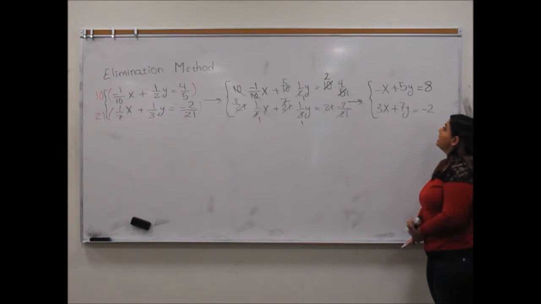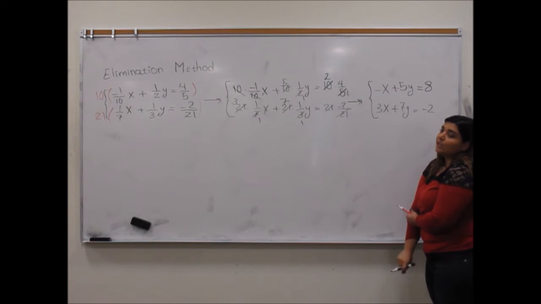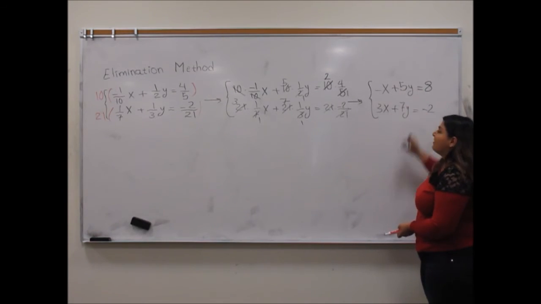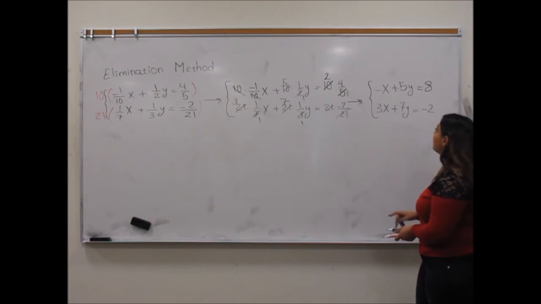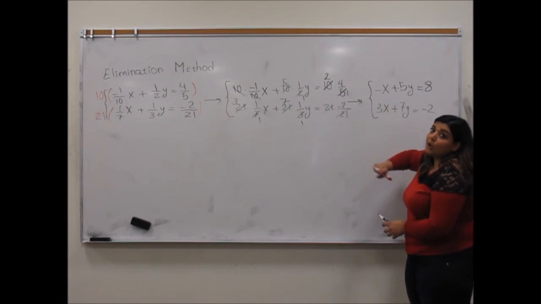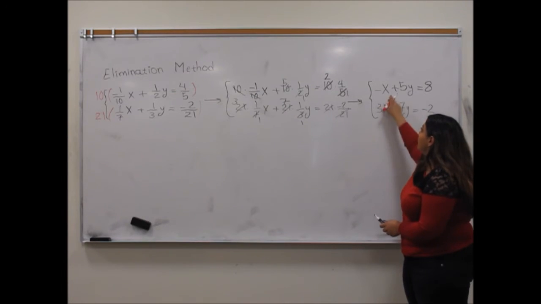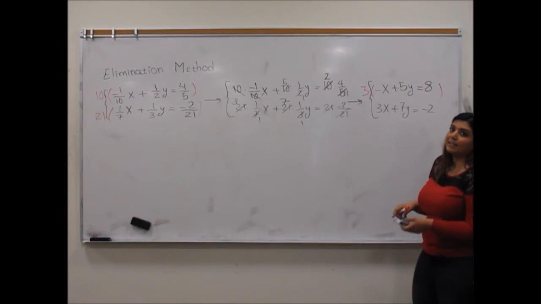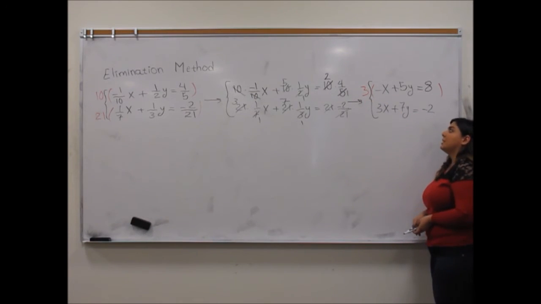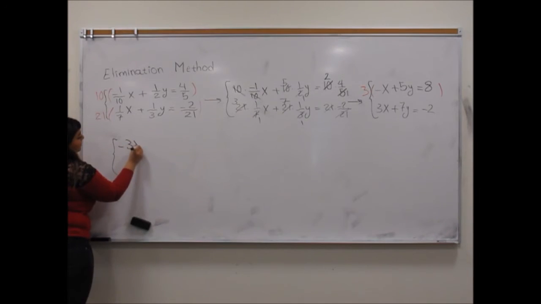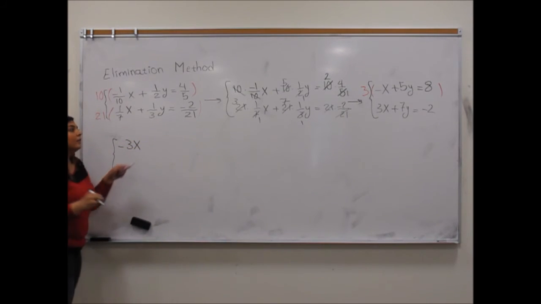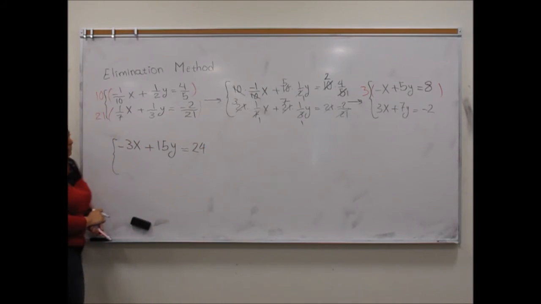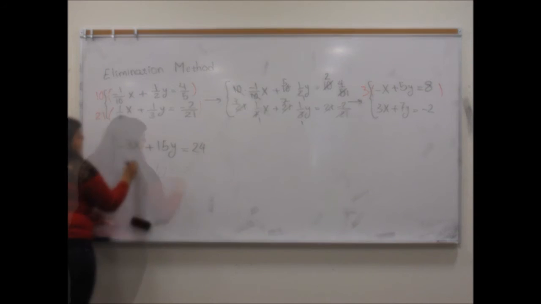So here, it is easier to get rid of the x's because the y's don't go to each other. 5 and 7, they're not good numbers. So if I multiply the first equation, they already have opposite signs. So if I multiply the first equation by just a 3, I'm going to get -3x. And for the second equation, I already have 3x, so I can cancel them out. X, -3x. 3 times 5 is 15. And I'm going to write the second equation.